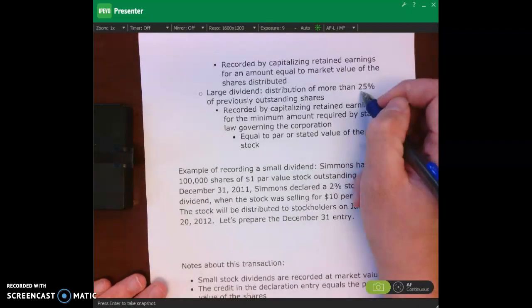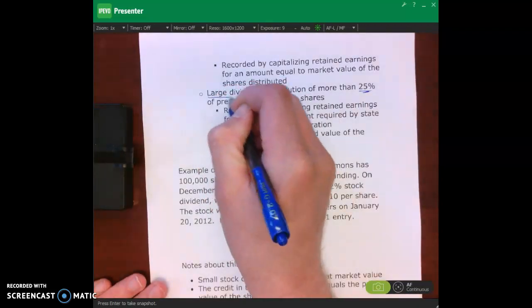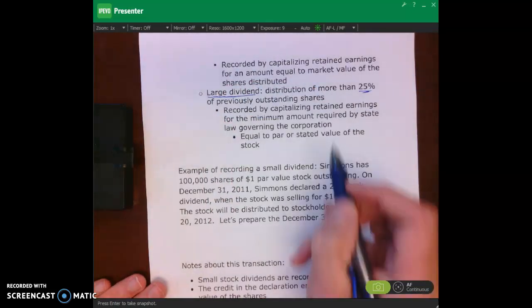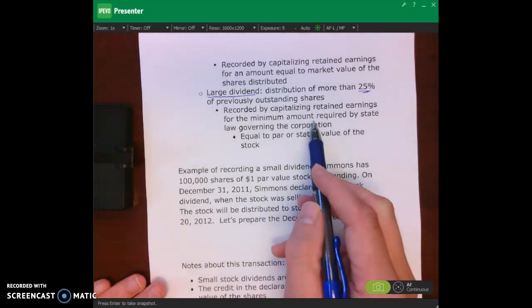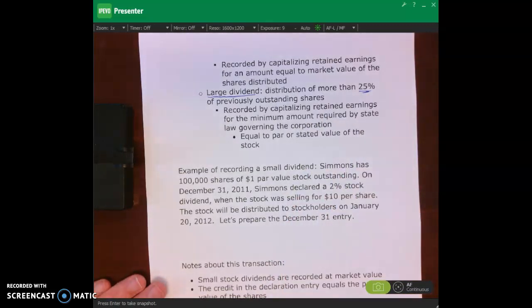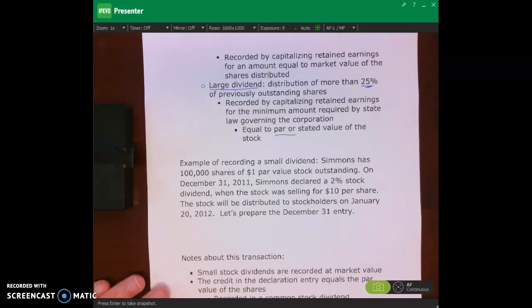If it's more than 25%, that's a large stock dividend. So we will capitalize retained earnings for the minimum amount required by the state law, which is our par value or the stated value of our stock. So this probably doesn't make very much sense, right? We need to look at an example to really solidify your understanding here.